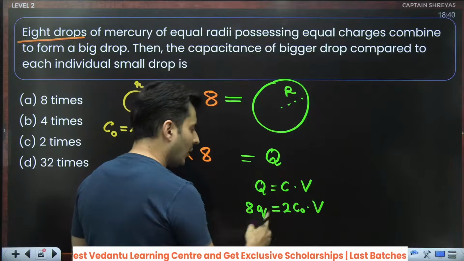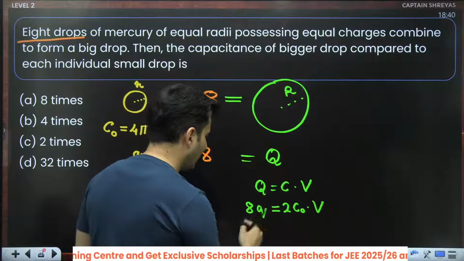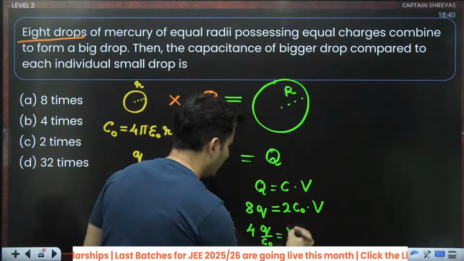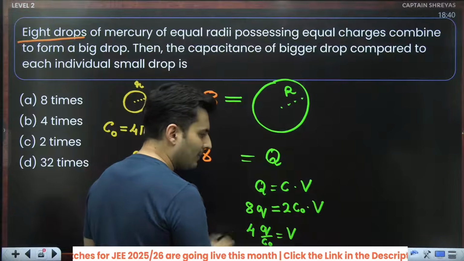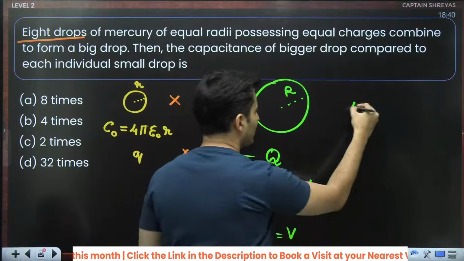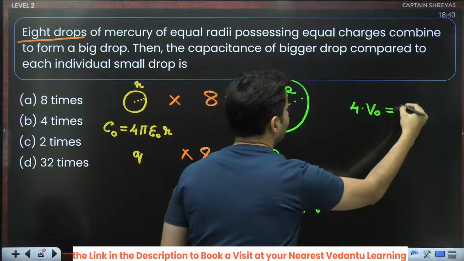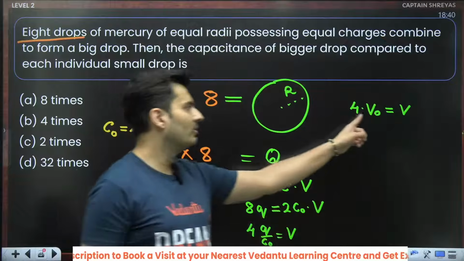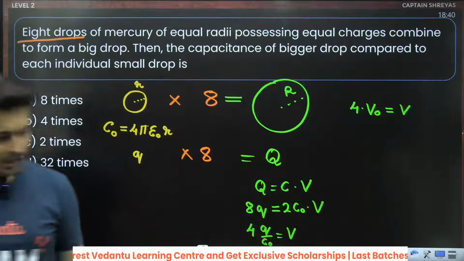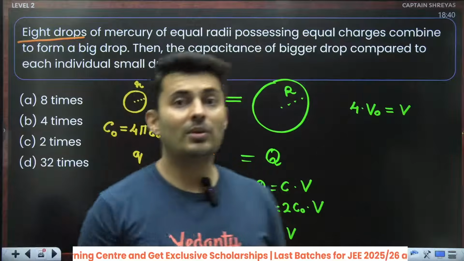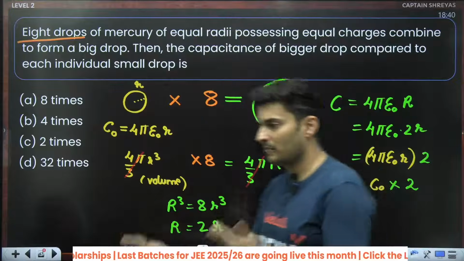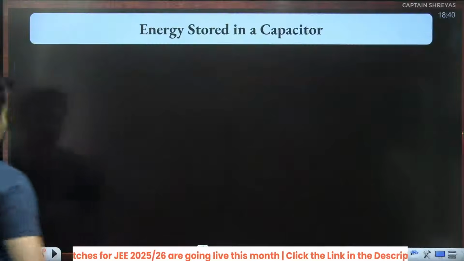So we also know one more thing. Okay, by the way, 2 and 8 cancel, so it will become 4q by C naught is equal to V. What is q by C naught? Charge by capacitance is nothing but the original voltage. So 4 times of the original voltage is the new voltage. 4 times. As simple as that. So you can use all these things for solving the problems. It could be on charge, it could be on voltage, or it could be on capacitance. It could be anything. So that is how you do these questions.